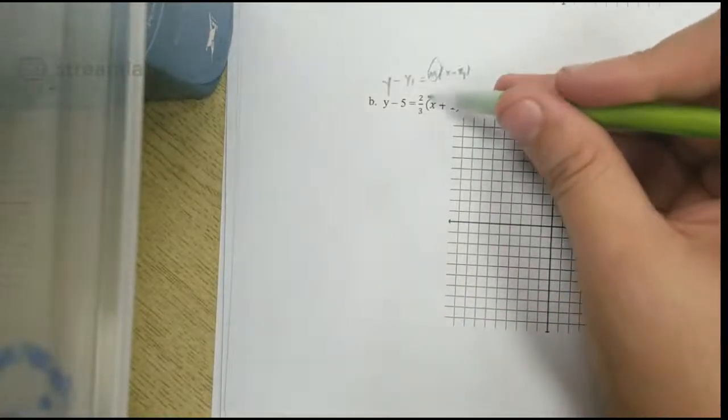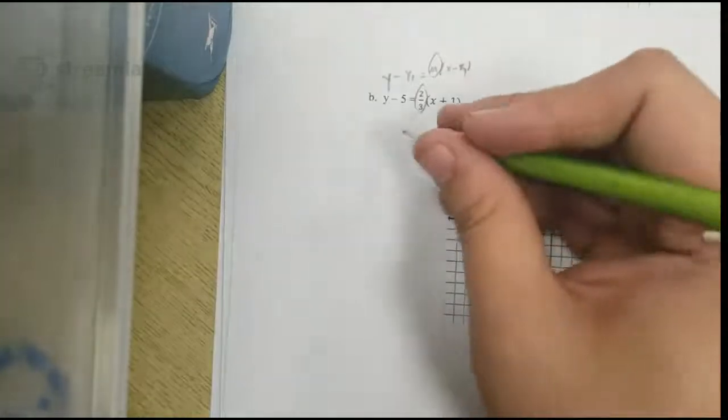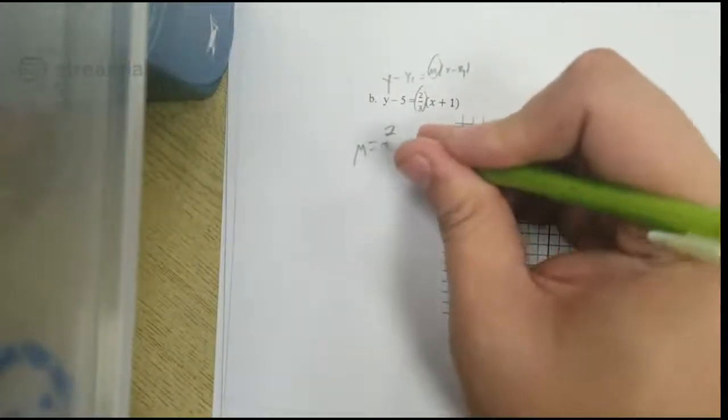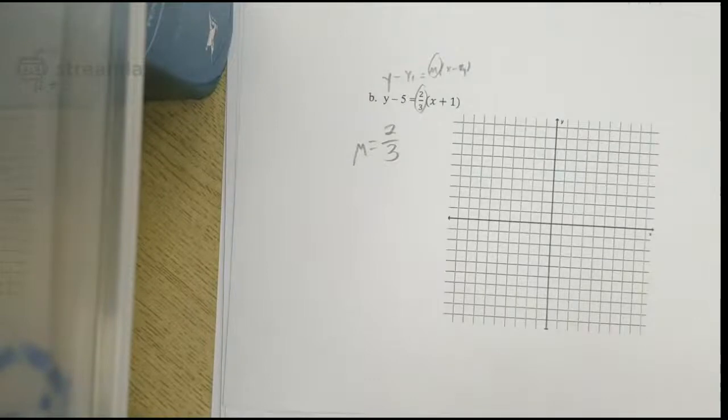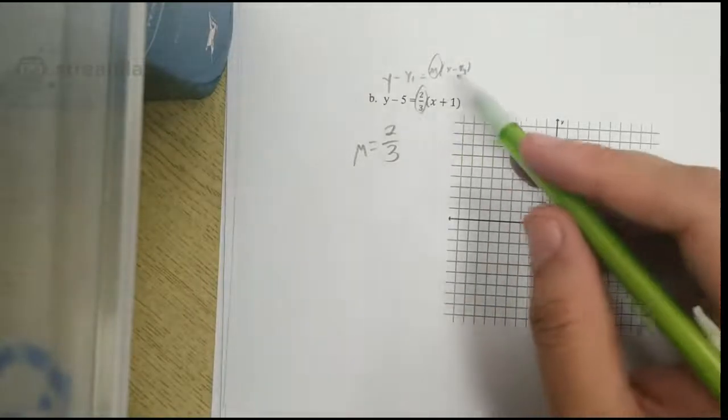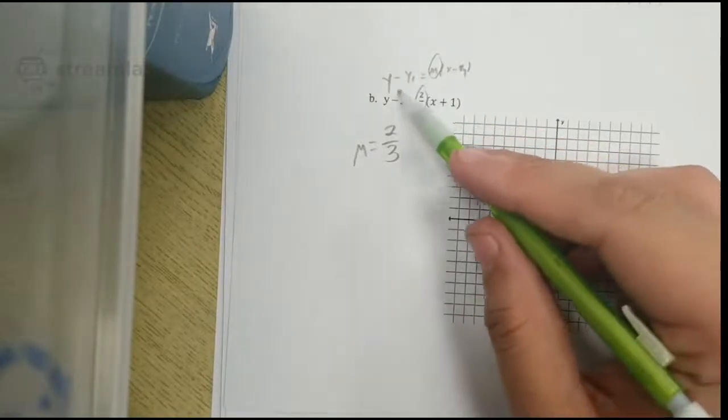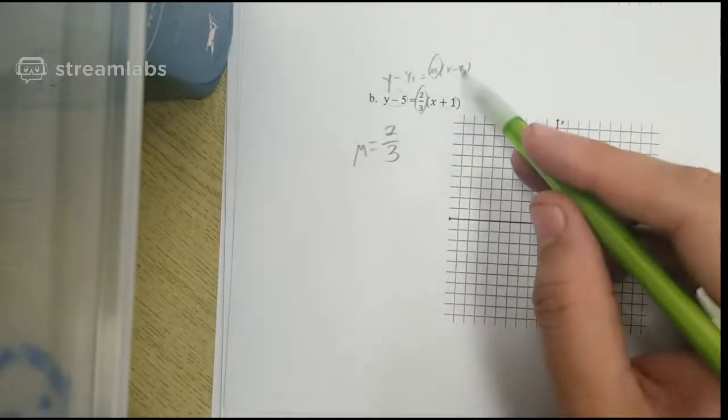So we know m is the number in front of the parentheses. So we know m, and thankfully, fraction for us is 2 over 3. Now, let's find x and y. We have a particular x point and y point shown here.